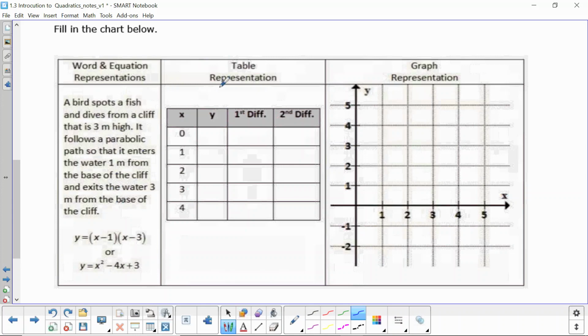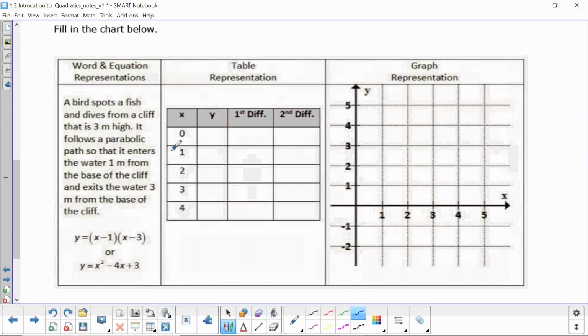Diving. Then we want to do some investigation. This is a square, which we call the quadratic relation. If the highest degree is squared, then it is a quadratic relation. We want to see if the second difference is the same or not. So we are going to create a table of values first, then we use that table of values to do a graph.